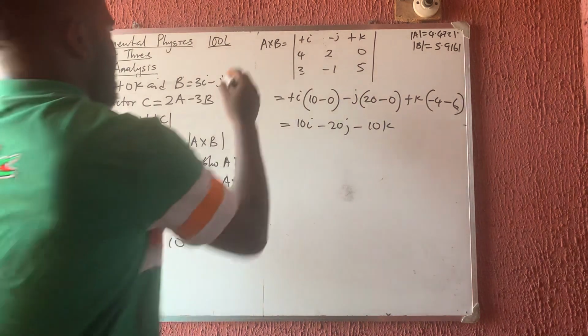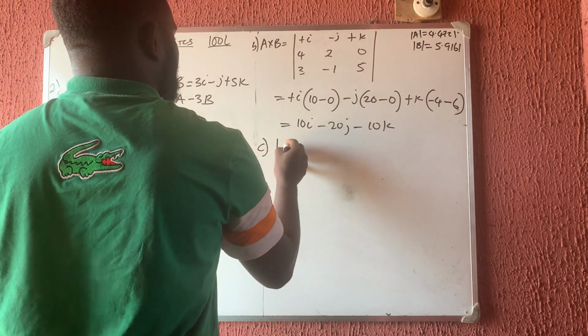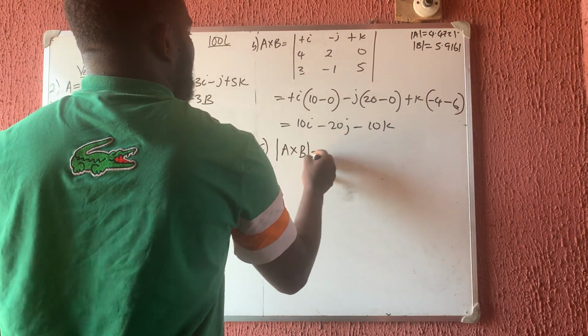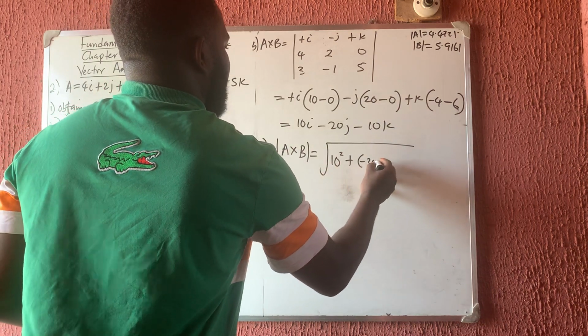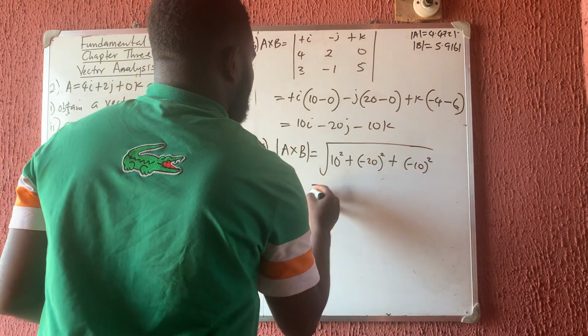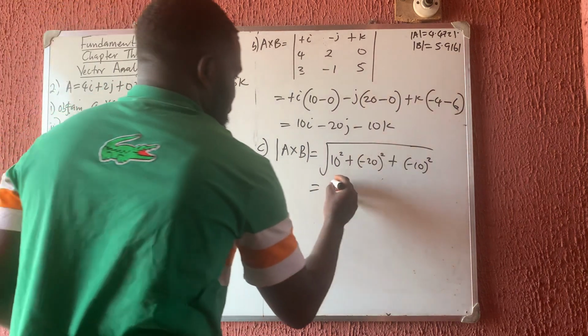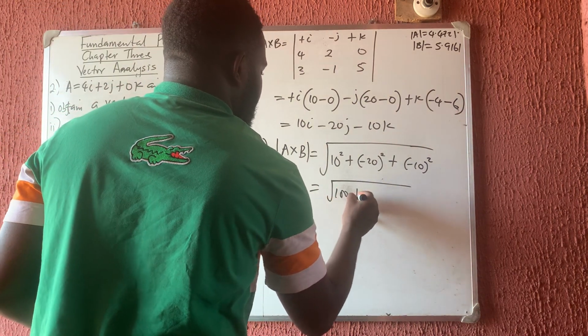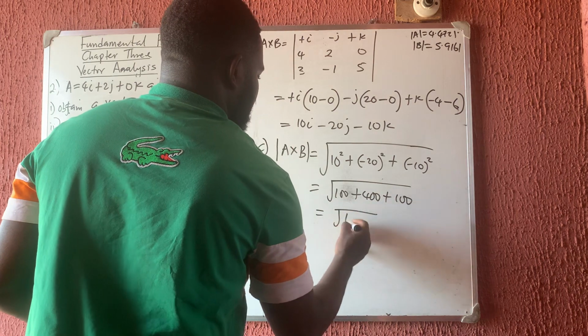So the next thing they say I should calculate, this is the B. Then the C says that we should calculate the magnitude of A cross B. Now, magnitude of A cross B simply means the square root of what? 10 squared plus minus 20 squared plus minus 10 squared. So which will give us the square root of 100 plus 400 plus 100, which is what? Square root of 600.